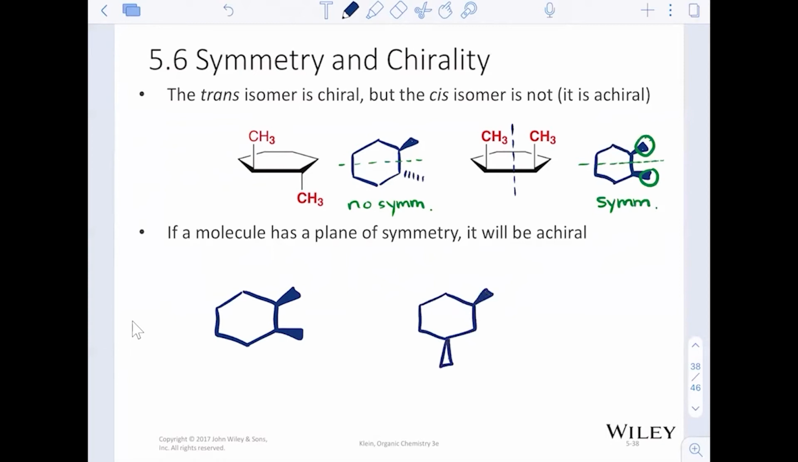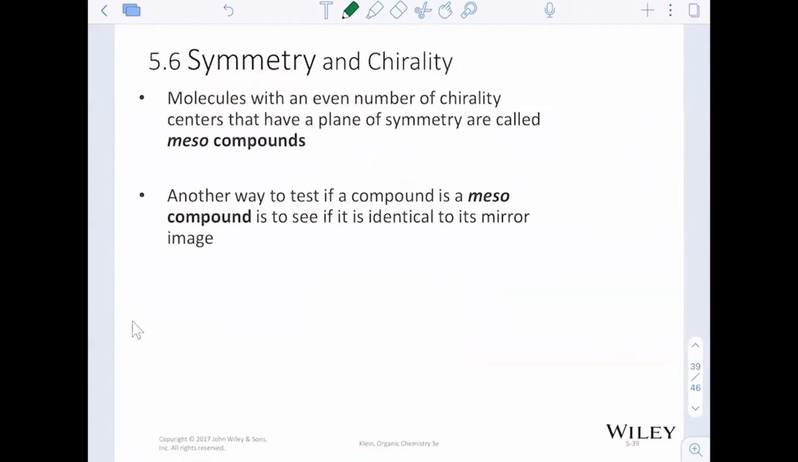Same thing here. Cis, two identical groups. Where's the symmetry? Right there. We've got to practice finding this symmetry, because that means this compound is achiral. Same with the other one. The 1,2-dimethyl is achiral, and so is the 1,3-dimethyl when they're cis.